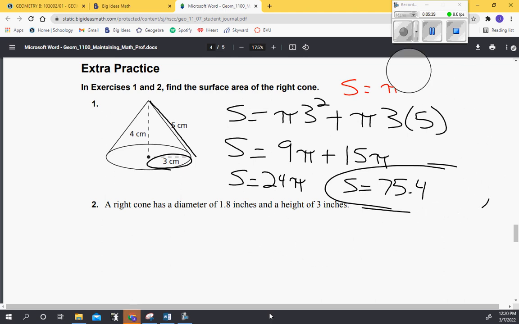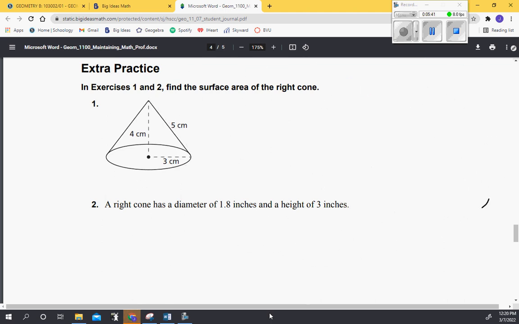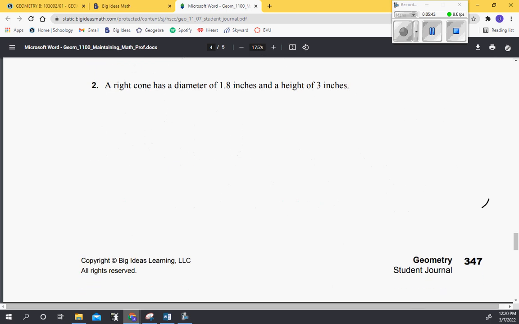Alright. Next problem is a little different, a little funky. They say that a right cone has a diameter of 8 inches and a height of 3 inches. So, remember our formula.